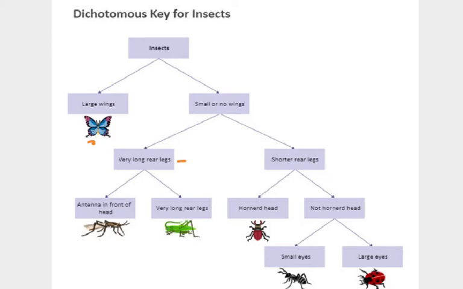Very long rear legs, shorter rear legs. Very long rear legs, antenna in front of the head. Very long rear legs, they don't have any antenna. Then shorter rear legs, horned head, not horned head. So small eyes, large eyes. So this is how you would do a dichotomous key for insects.